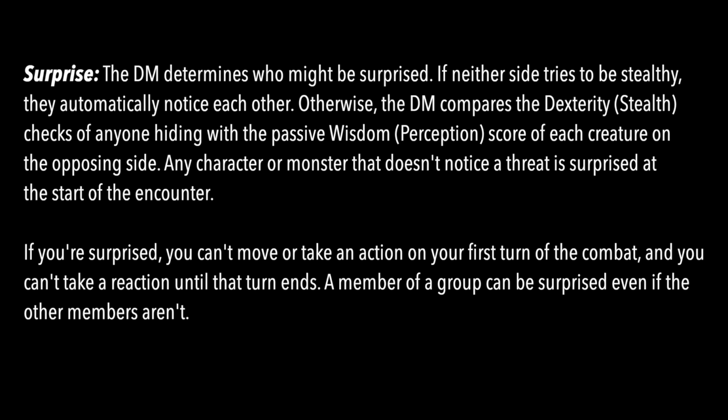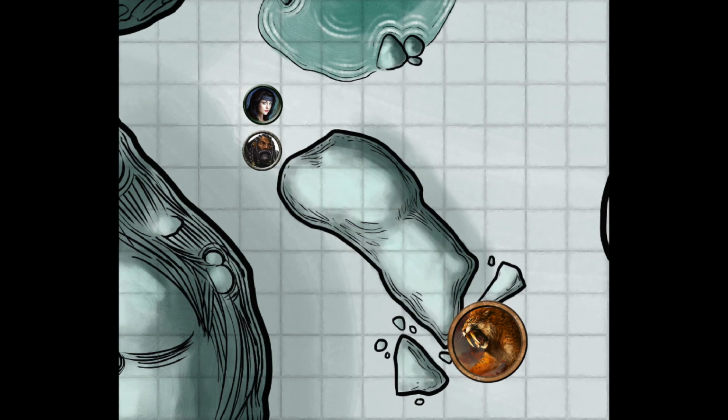A member of a group can be surprised even if the other members aren't. At first glance, that doesn't seem too bad. But, lo and behold, once you actually implement this rule, you will soon run into things that are very strange and make no sense. Take a look at this. The characters are heading northward in the cave, and the saber-toothed tiger is sneaking up on them from behind the huge rock formation. It succeeds on the Stealth versus Perception contest and is hidden.